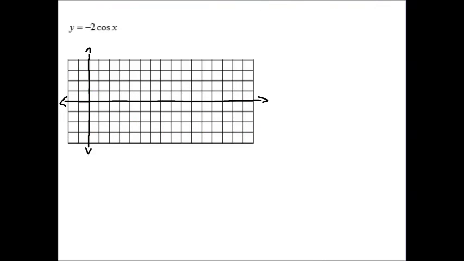Y is equal to -2 cosine of x. Our amplitude is the absolute value of -2, which is 2. Our period is yet again 2 pi over 1, which is just 2 pi, and that makes our quarter period pi over 2. This is another cosine function, so holo is our memory trick to place our points.